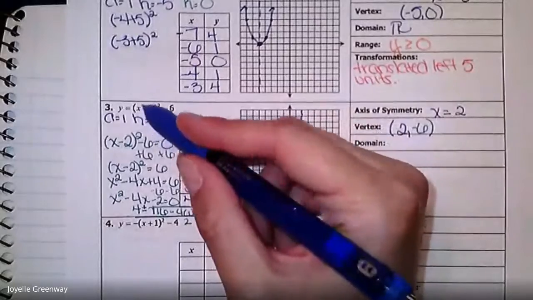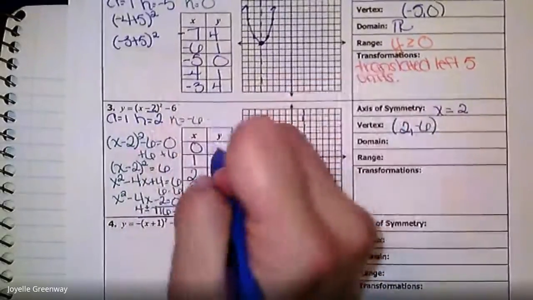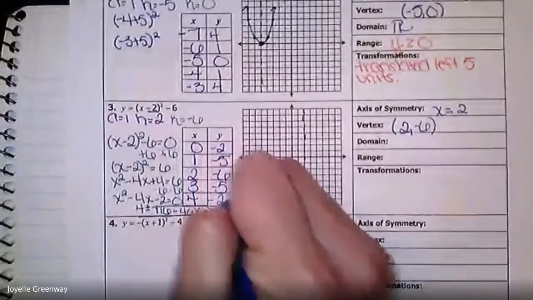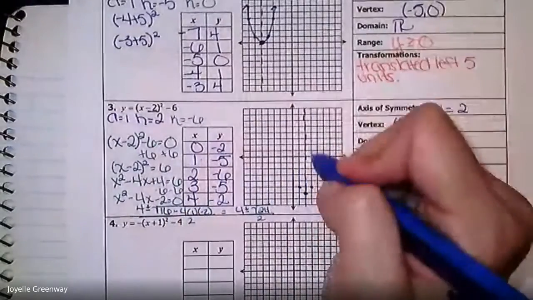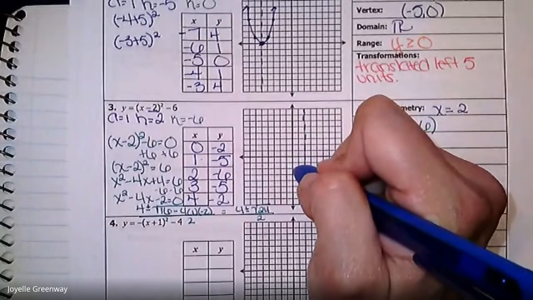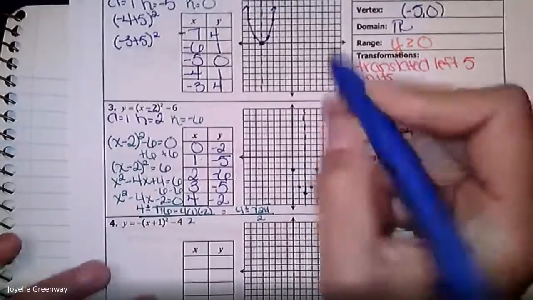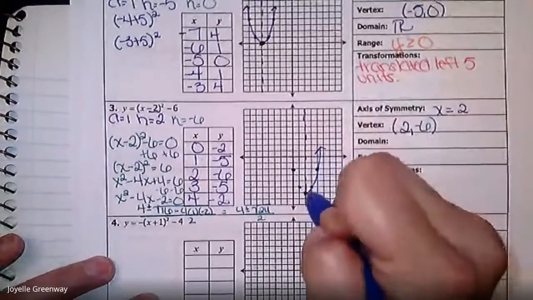And now I'm going to plug in a 0. 0 minus 2 is negative 2. Negative 2 squared is 4. 4 minus 6 is negative 2. So then 0, negative 2. And reflected. So there you go. Here's your parabola.